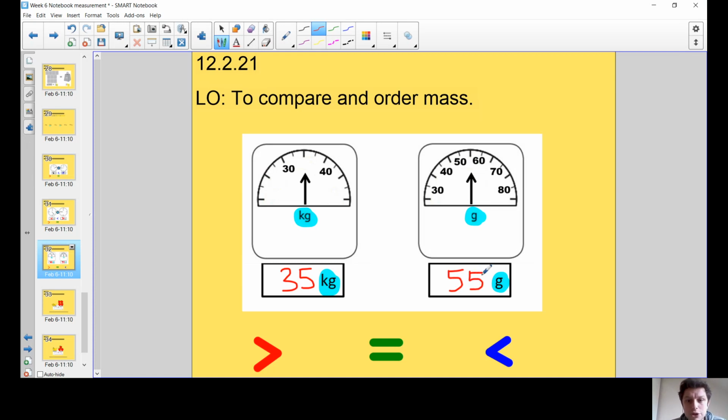Now, looking at these numbers, you might say, oh, easy. 35 is less than 55. But you would be wrong. That's wrong. 35 kilograms is much, much more than only 55 grams. Even though the numbers are the other way around, these units are really important. Kilograms are heavier than grams. So 35 kilograms is much heavier than 55 grams. Right, so that is comparing and ordering maths.